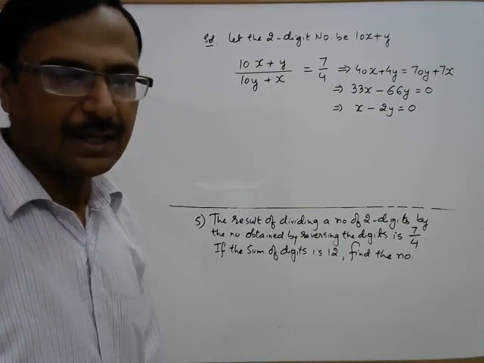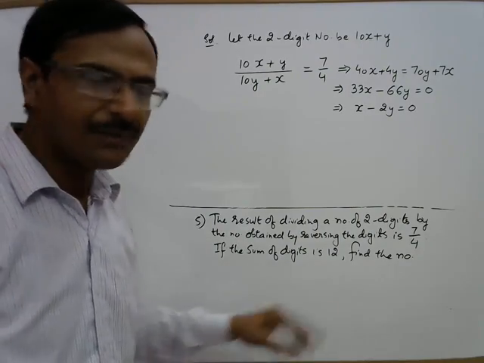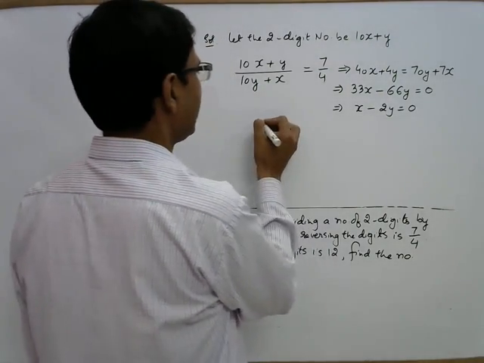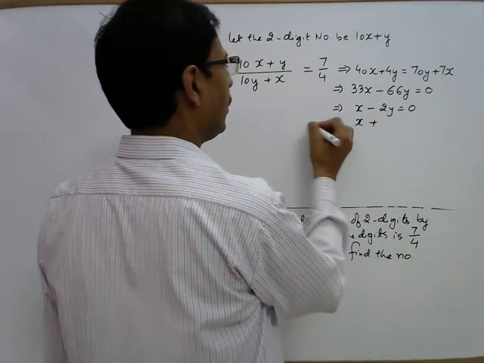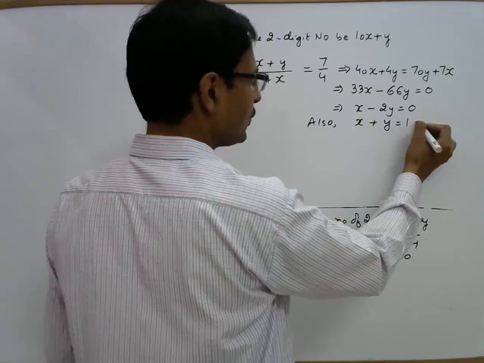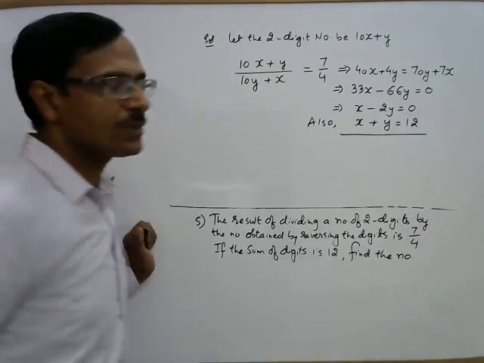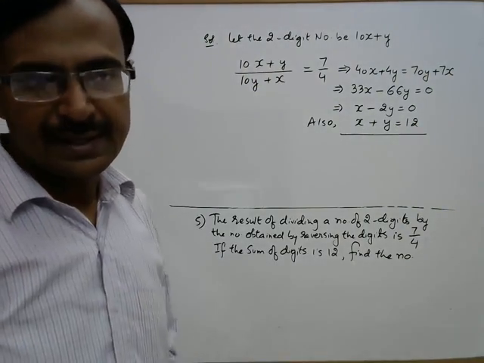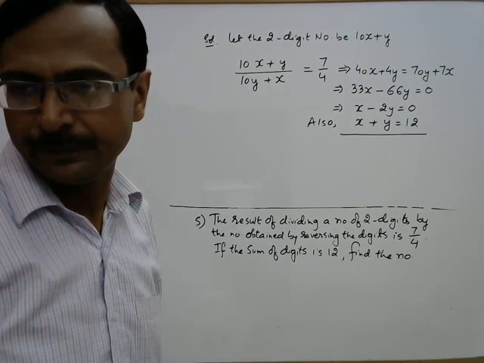Now come to the second equation. Very easy. The sum of digits is 12. So the sum of digits, x plus y, is 12. Now you can solve these two equations and get the values of x and y.